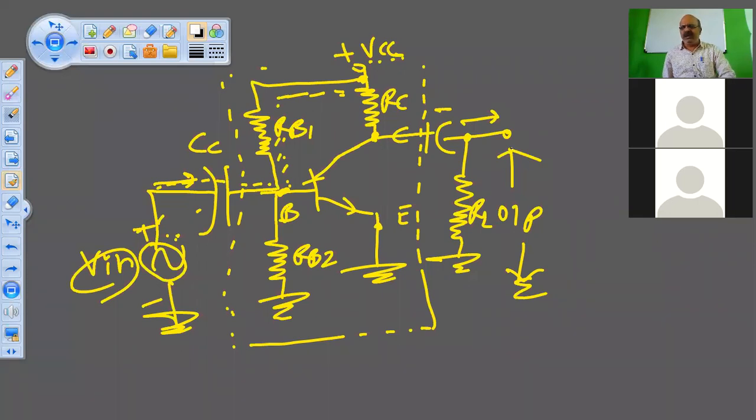Correct? Similarly, at the output also, we should not get any DC output. We should get pure AC output. That's why we have connected one more capacitor, that is coupling capacitor. So this coupling capacitor will pass the AC signal only, and it will block the DC signal, or it will not allow the DC to pass through it. So no DC current will flow in the load. Only AC current will flow in the load. So in this way, we get the amplification. We apply the signal at the input and we get the signal at the output.